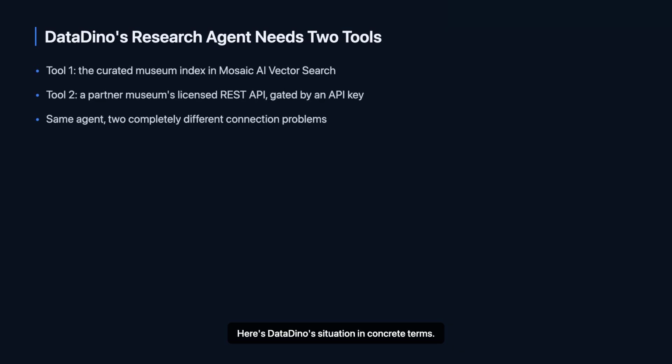Here's DataDino's situation in concrete terms. The research agent needs 2 tools. The first is the curated Museum Knowledge Index, which already lives in Mosaic AI vector search inside Unity Catalog. The second is a partner museum's licensed REST API, gated behind an API key the partner sent over email. Same agent, 2 completely different connection problems. The wiring you choose for each one is exactly what a security review will dig into.